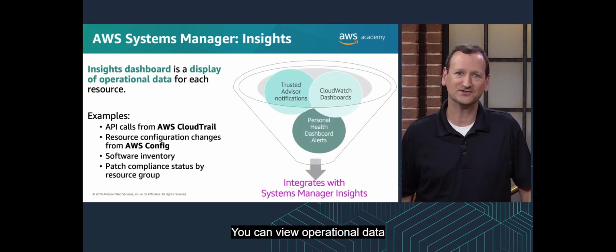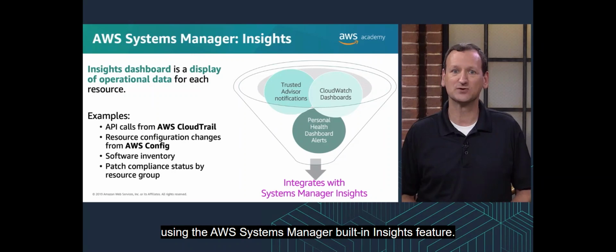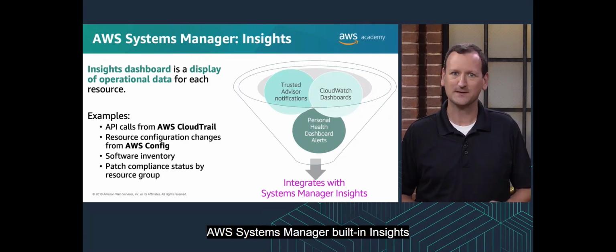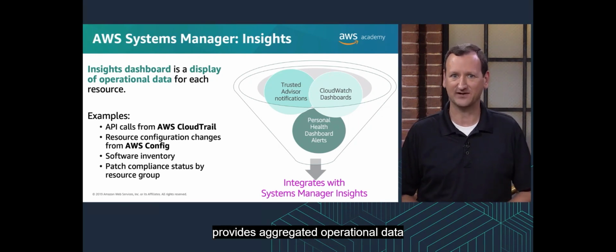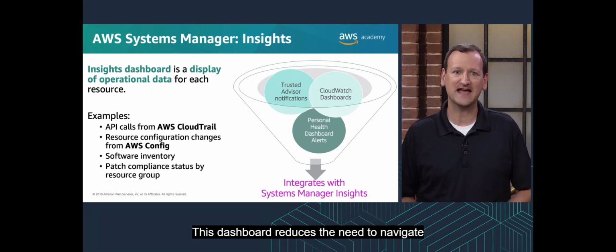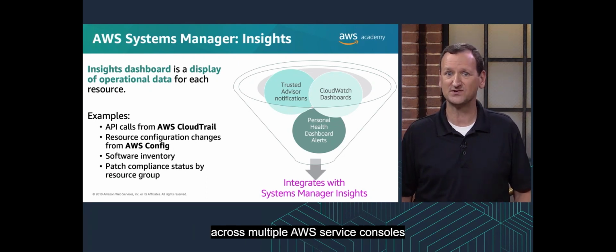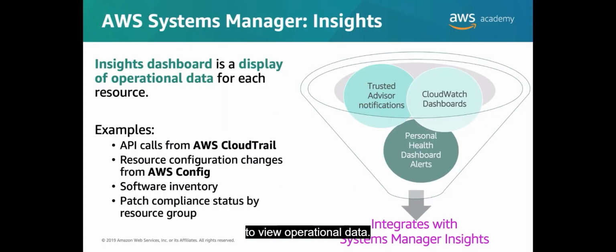You can view operational data using the AWS Systems Manager Built-in Insights feature. AWS Systems Manager Built-in Insights provides aggregated operational data for each resource group through a dashboard. This dashboard reduces the need to navigate across multiple AWS service consoles to view operational data. In this dashboard, you can view Application Programming Interface, or API calls from AWS CloudTrail, resource configuration changes from AWS Config, your software inventory, and also patch compliance status organized by resource group.